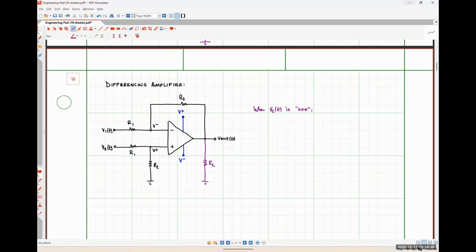So when V2 is off, we should see that V out as a function of time, and I'm going to put a prime here since we're doing superposition, so this is just a portion of our output signal, is going to be equal to negative R2 over R1 times our input signal, which is V1 of t. Okay, are we all okay with that?